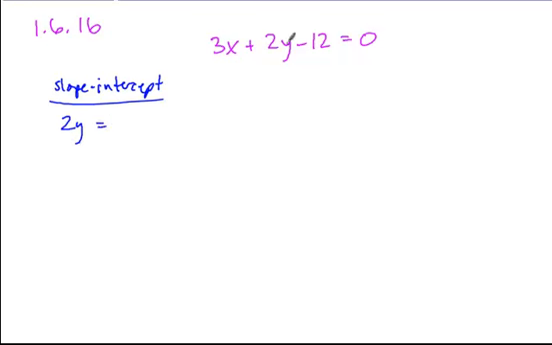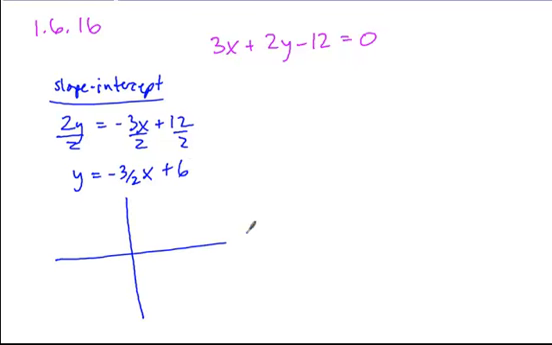So if we leave the 2y alone on the left side, we're going to move the 3x over, so we subtract 3x from both sides, and we move the constant over, so we add 12 to both sides, and then just divide each term by 2. You get your equation in slope-intercept form of y equals negative 3/2 x plus 6.